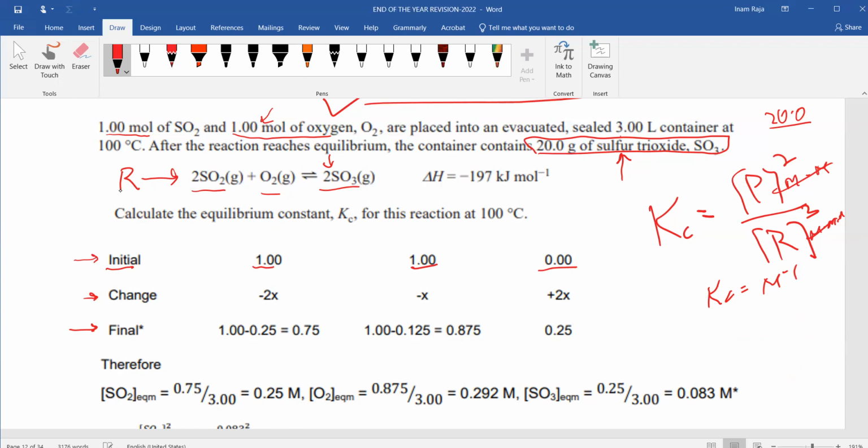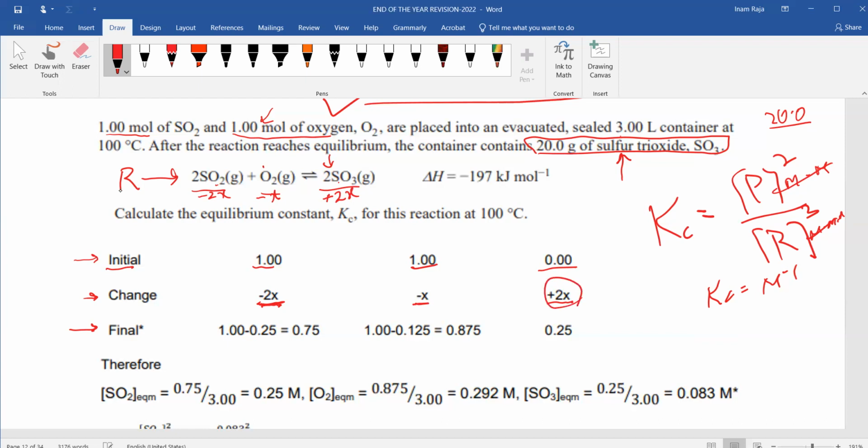Now, change means that when the reaction proceeds, 2 moles of SO2 will be used up, so minus 2x. 1 mole of oxygen will be used up, and together they will produce, meaning add, 2 moles of SO3. So this is the change happening, plus 2x. When the reaction starts, this change will happen. Every 2 moles will be subtracted from SO2, because you read it like this: 2 moles of SO2 react with 1 mole of oxygen to produce 2 moles of SO3.